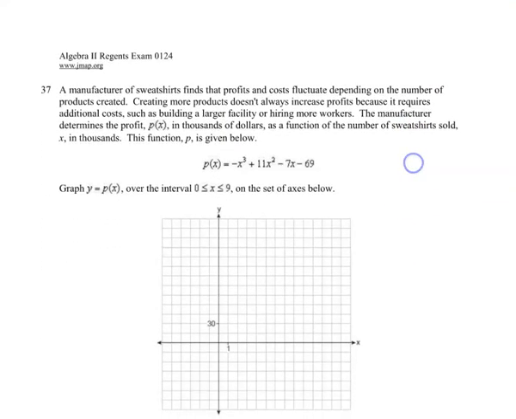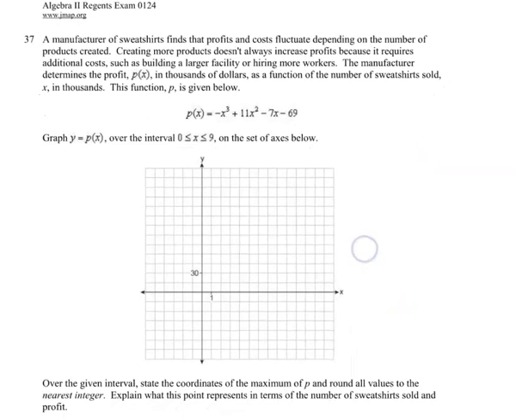All right, we're on to the very last question, the 6-point question here. A manufacturer of sweatshirts finds the profits and costs fluctuate depending on the number of products created. Creating more products doesn't always increase profits because it requires additional costs, such as building a larger facility or hiring more workers. The manufacturer determines the profit P of X in thousands of dollars as a function of the number of sweatshirts sold, X in thousands. This function is given below.